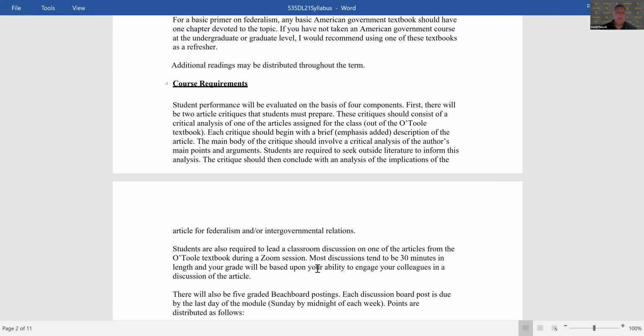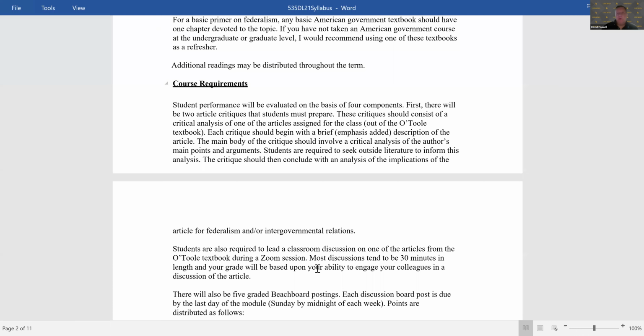And then finally, you'll have your Blackboard postings as you do in all of your courses. We have a total of 6 Blackboard posts for this course. The first one is an ungraded post. The first one is on your expectations, what you hope to get out of this course, what you hope to take away from the course. That's just kind of an assessment tool for me. So that first one won't be graded, but then Blackboard posts 2 through 6 will be graded.